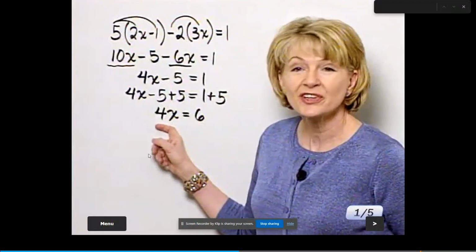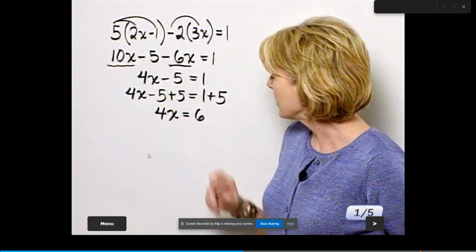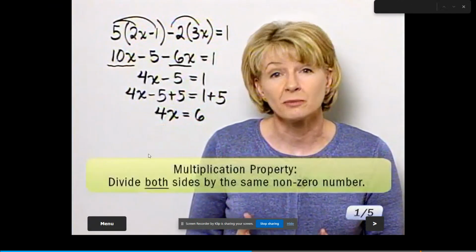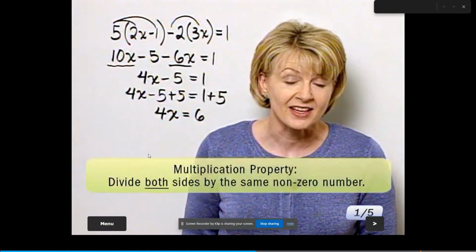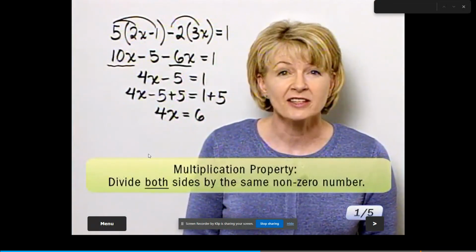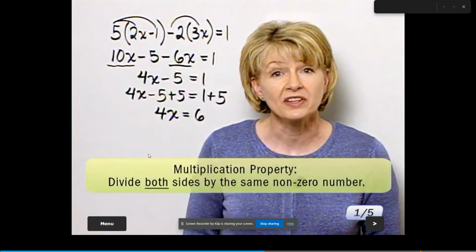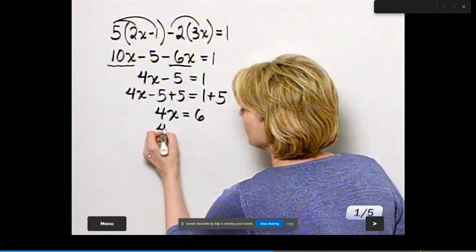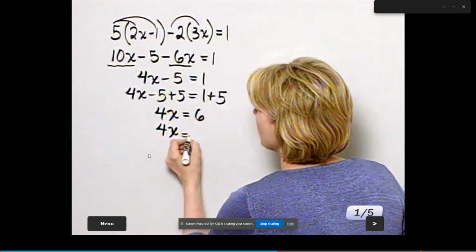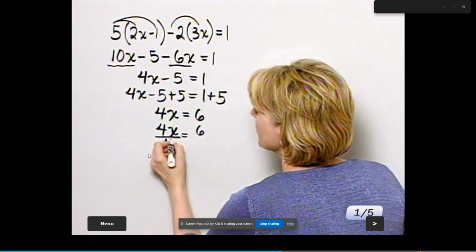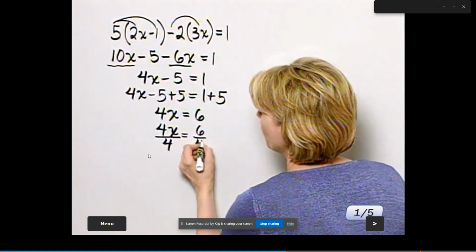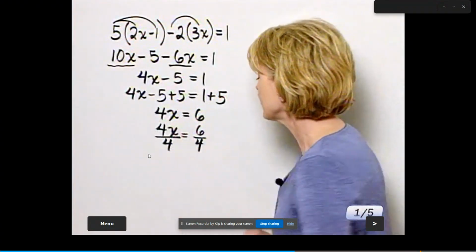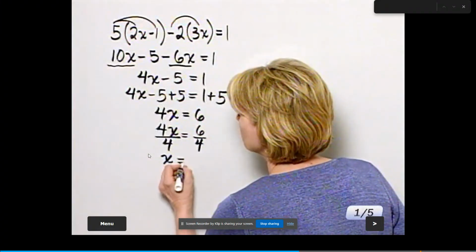So I have a variable term on one side, a number on the other side. We'll then finish solving by using the multiplication property of equality. We will divide both sides of the equation by the coefficient of, in this case, x. So here's my left side, here's my right side. I'll divide the left side by the coefficient of x, which is 4, and I'll do the same exact thing on the right side. The left side becomes 1x, or simply x.